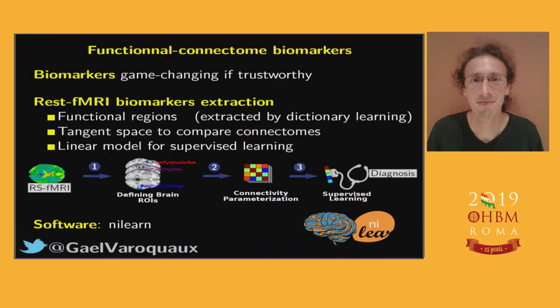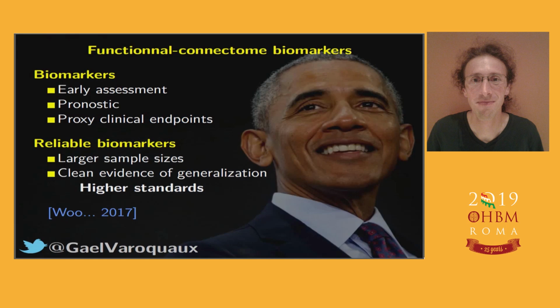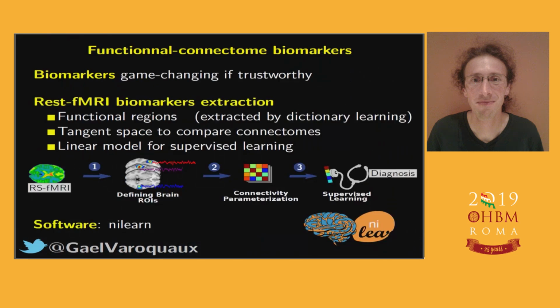There we go. So maybe I'll do it the other way around. So biomarkers can be game-changing if they're trustworthy, and the recipe, you can read the paper if you're interested in, but the recipe that we found, and we benchmarked this on many subjects to have a reliable conclusion, is that we need functional regions extracted by ICA or dictionary learning. We need a tool that's called tangent space to compare connectomes, and then we need simple linear models for supervised learning if we want trustworthy methods.